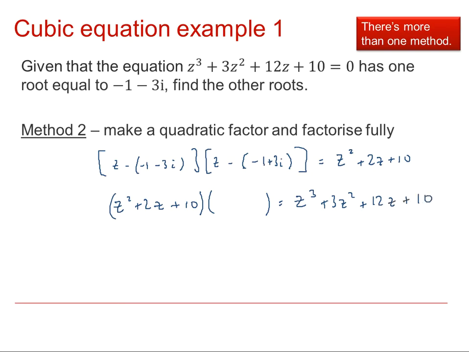The linear factor is quite straightforward. Then we can see that the first part must be z, and then the second part, to give us 10 at the end, must be plus 1. And therefore from that linear factor we can see that the other root must be z is equal to -1.